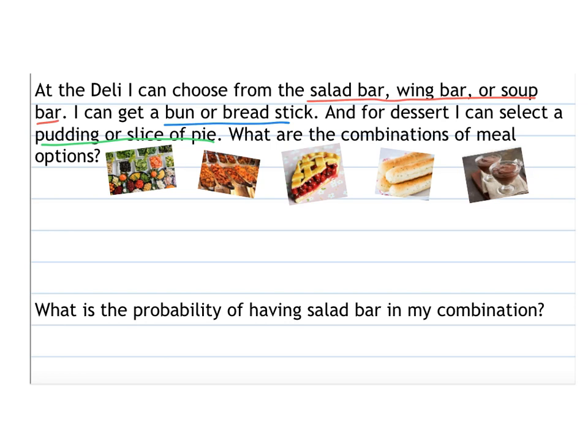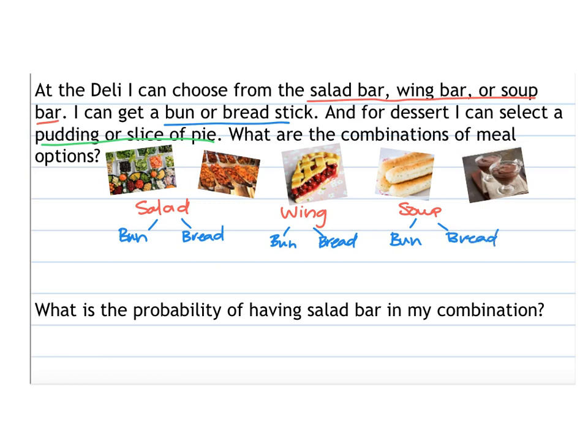So starting with that first choice, there was salad bar, there was wings, or there was soup. After I have chosen which type of food item I want, then for each of them I get either bun or a breadstick. So if I chose the salad bar, I could then choose bun or the breadstick. Just abbreviating again. If I chose the wing bar, I could have gotten a bun or I could have gotten a breadstick. If I chose the soup bar, I could have gotten bun or breadstick.